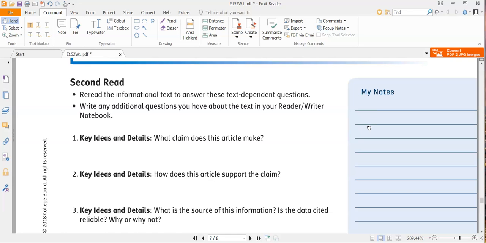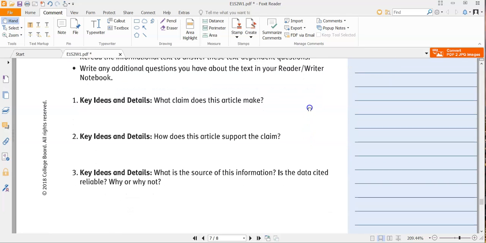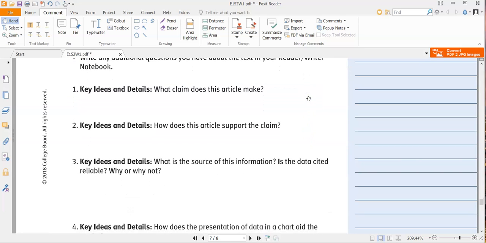So you're going to want to go back to paragraph 1 and evaluate what claim that article is trying to make in order to be able to appropriately answer this question. For number 2, it says, how does this article support the claim? So what details, what evidence does it give that helps support and develop that claim.